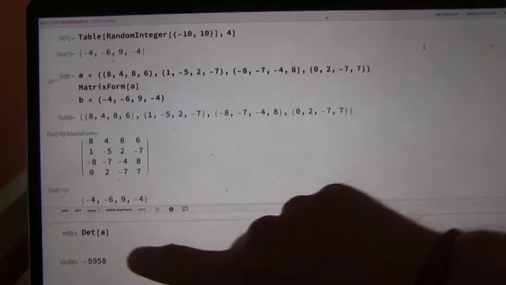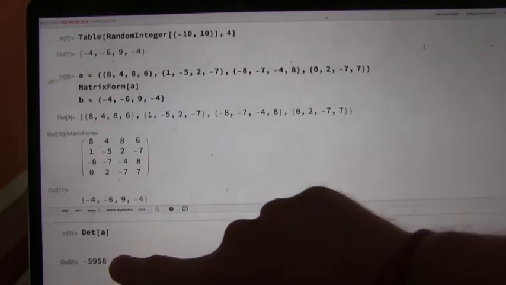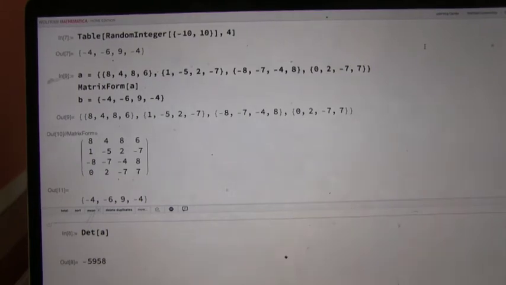So we did check that the determinant of this matrix is not 0. In fact, it's -5,958. By the way, are you surprised it's so big, that determinant? I mean, not really. We have a lot of fairly large numbers. Multiply like 4 or 5s together, you're already pretty big, and we've got bigger numbers than 5, so it's not that surprising.